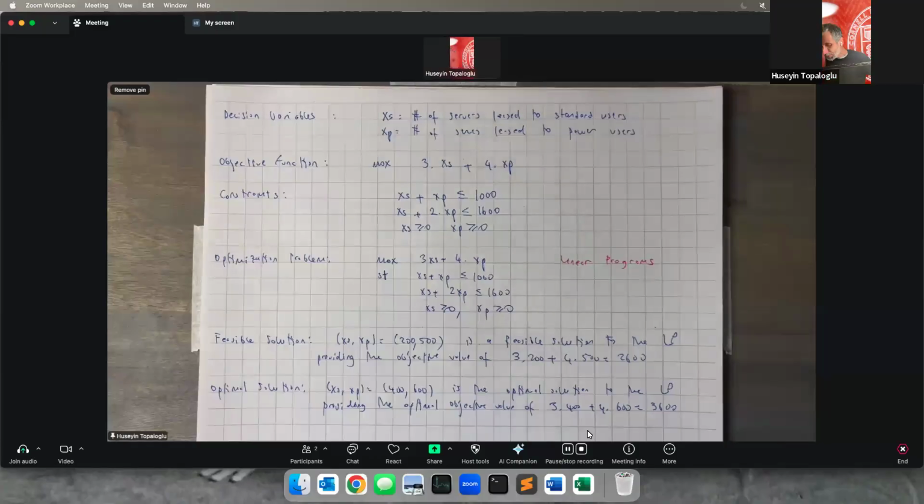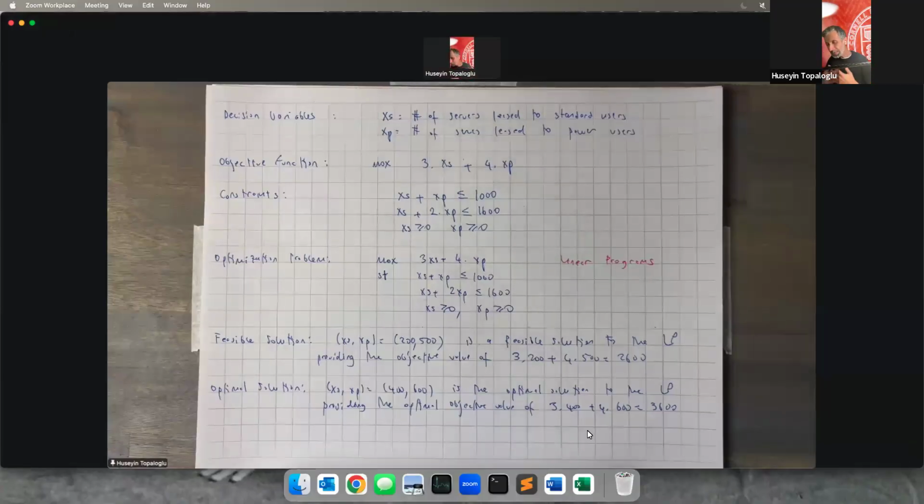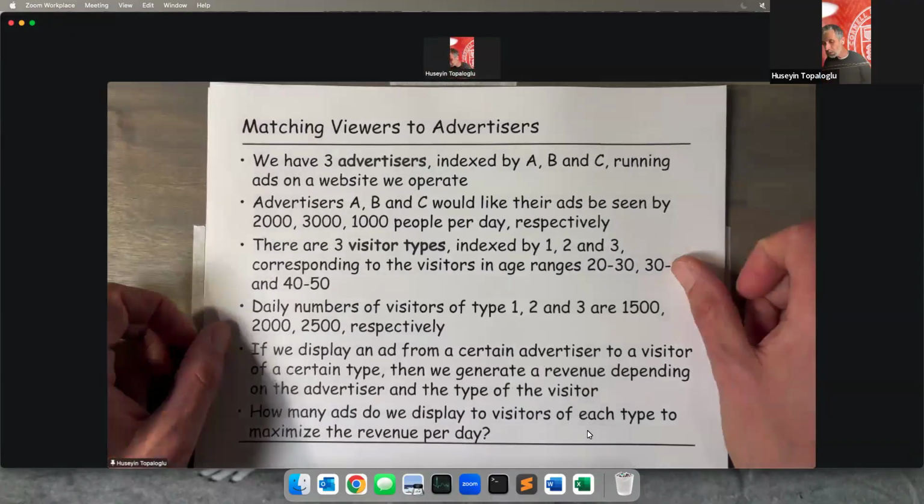Okay, so now let's look at a little bit of a larger example, again to go through the exercise of identifying the decision variables and writing down the objective function and the constraints. But this example is going to be a little bit larger, a little bit more interesting. Here's the second example we're going to look at.